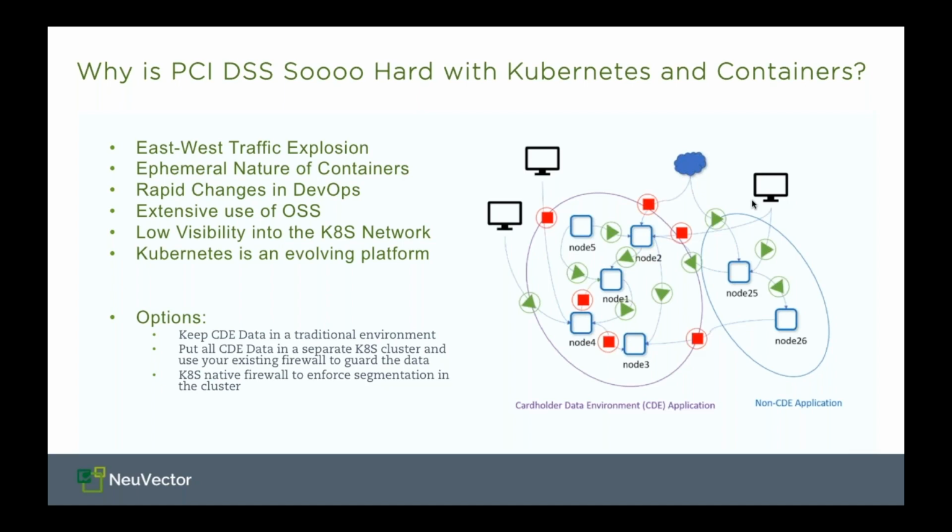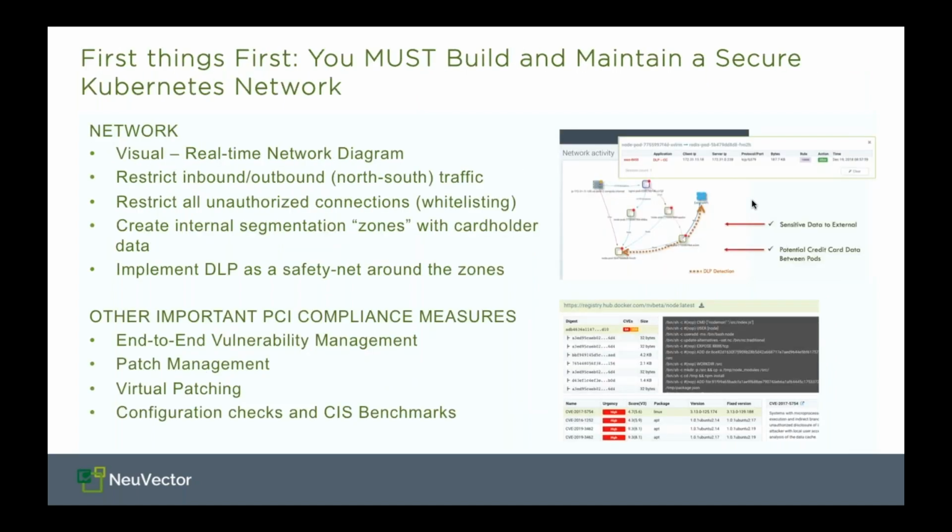So let's talk about first things first. You must build and maintain a secure Kubernetes network. This is what the standards body is advocating. On the network side, again, you must create a real-time network diagram so you understand what's going on, where the connections are being made to, from what containers to what containers, inbound and outbound. And that's the next part here. You have to restrict all north-south, or inbound and outbound, traffic, which means that you have to close every external or internal connection unless otherwise whitelisted.